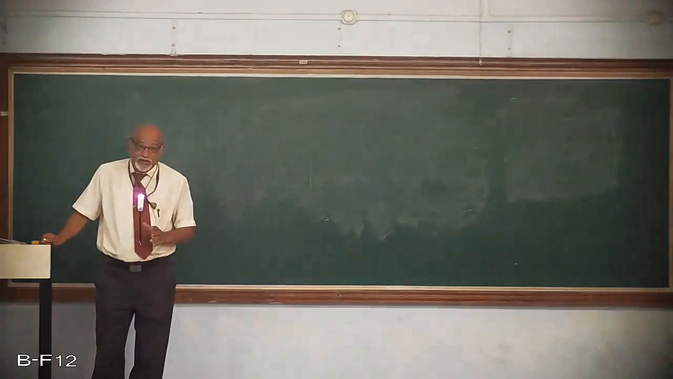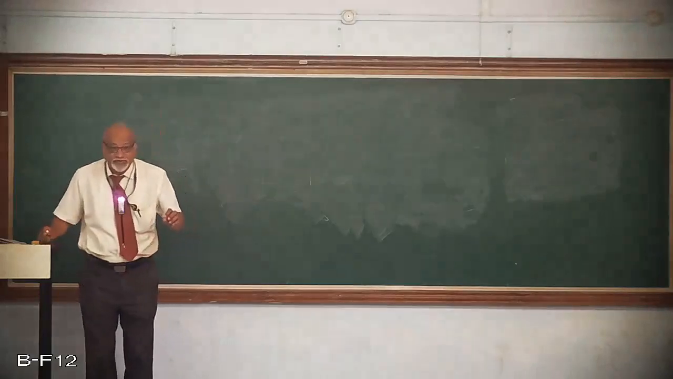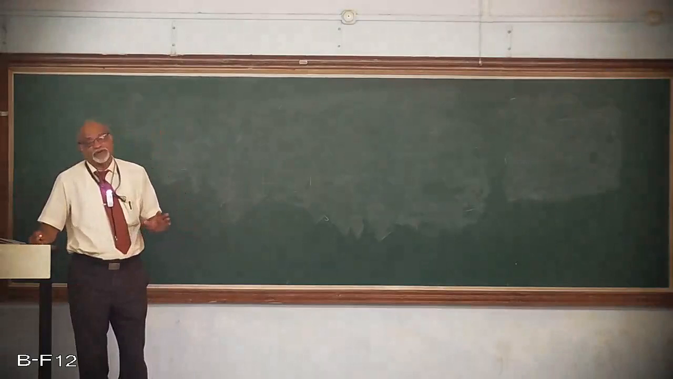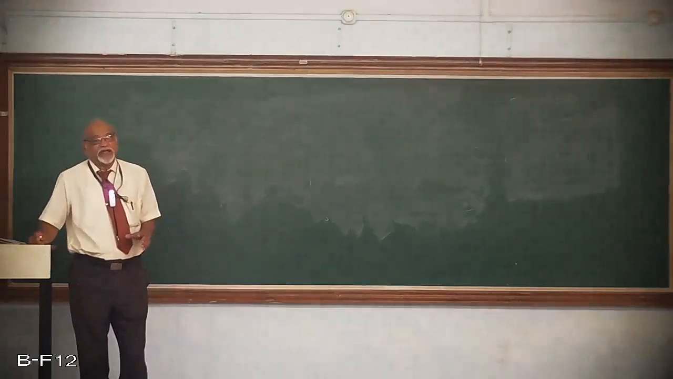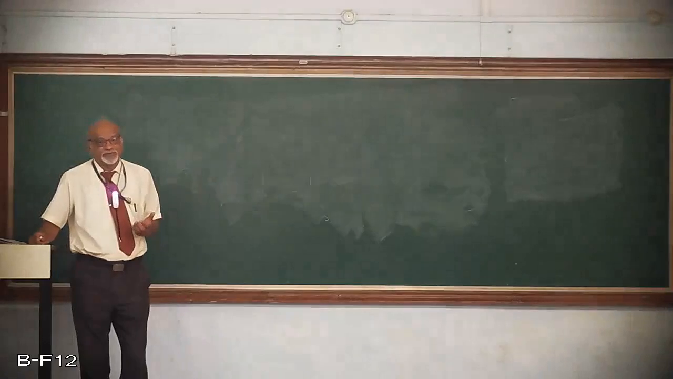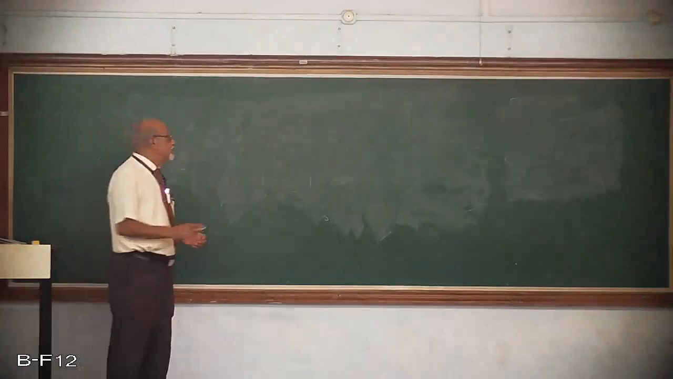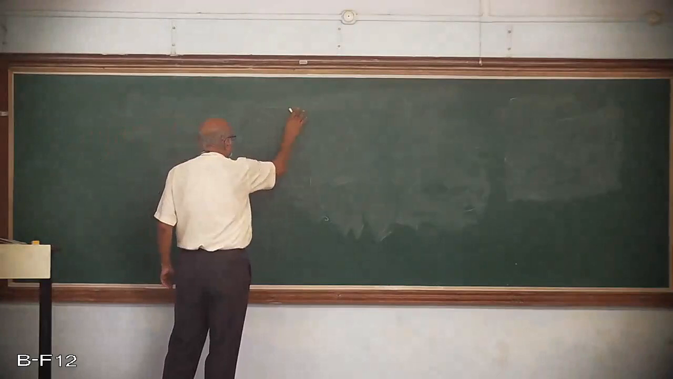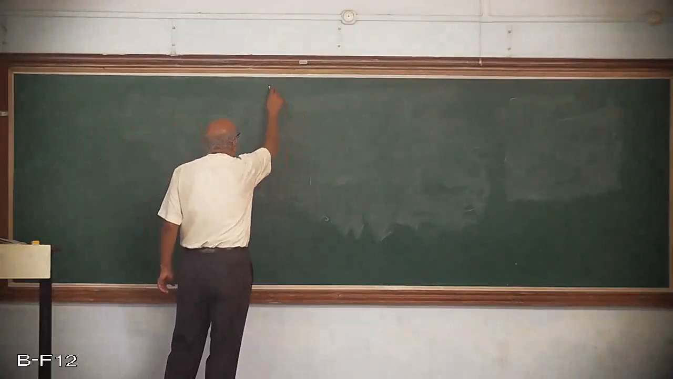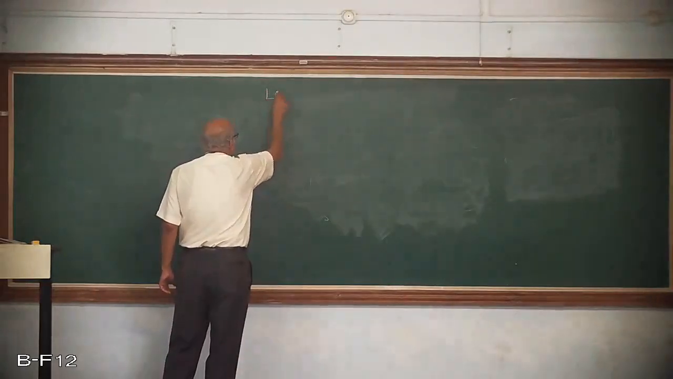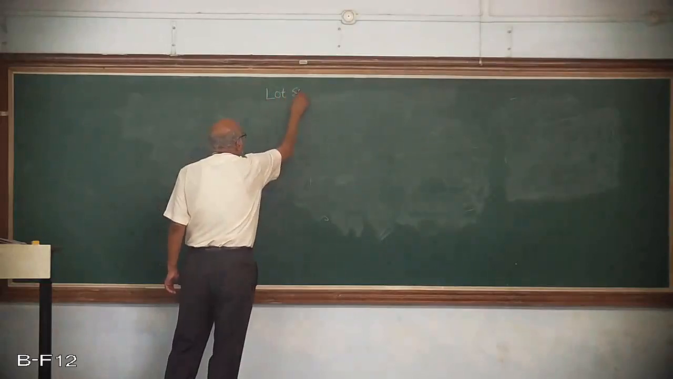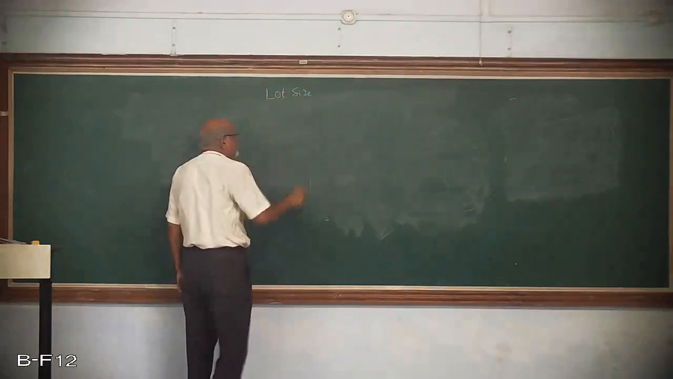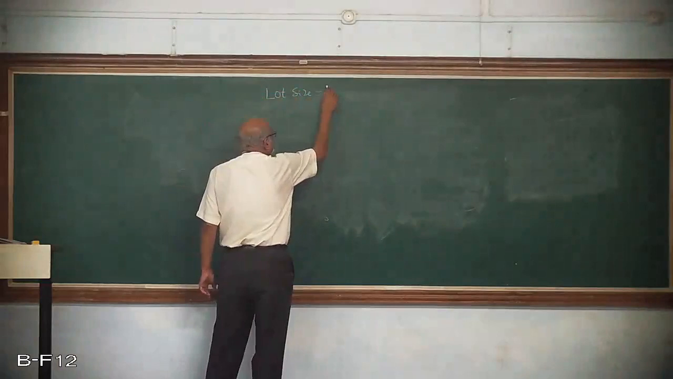And to study the operating characteristic curve, we should be conversant with some of the symbols that are used, which I call the terminology. The main terminology, we are going to cover maybe some 7 or 8. First one is the lot size. The lot size is denoted by capital N.